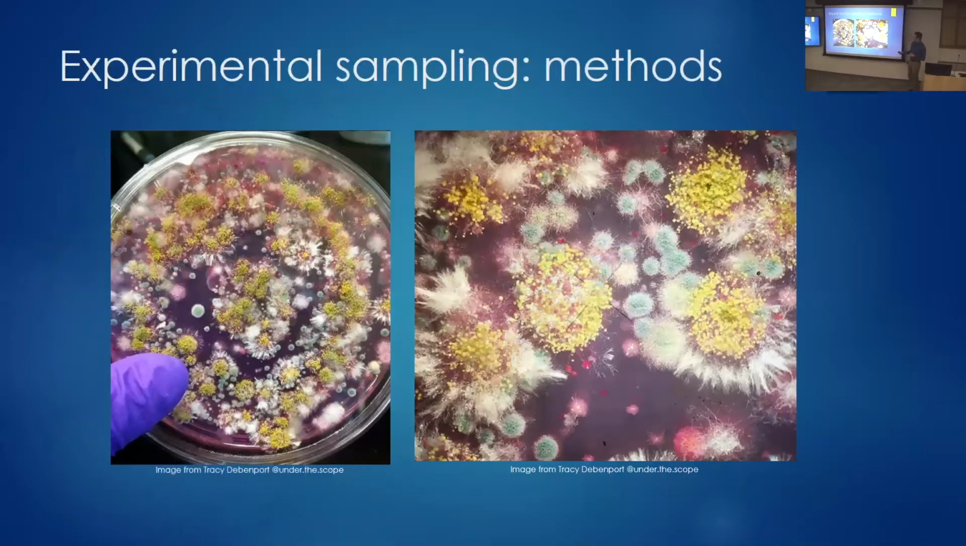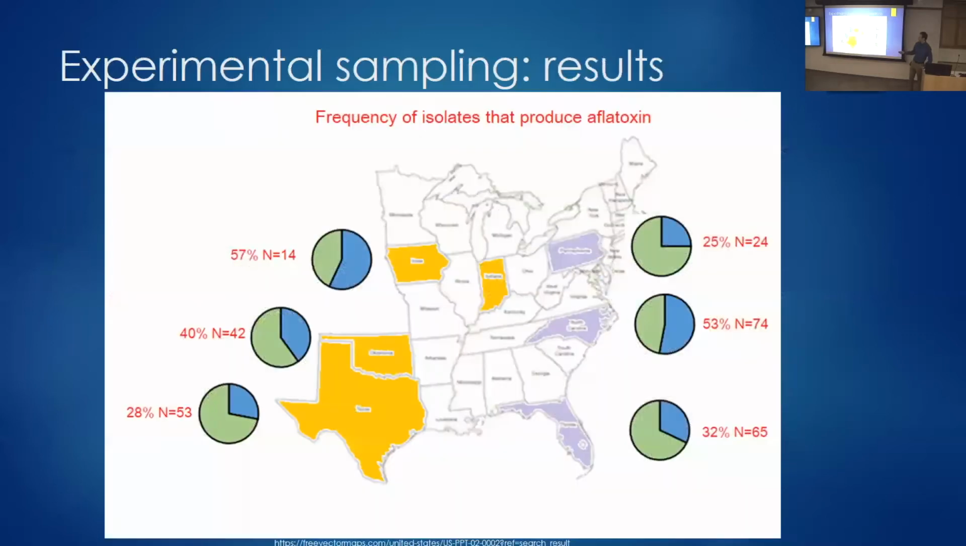So this is a rose Bengal plate, and you can see the yellowish green colonies here are Aspergillus flavus coming up. So we take the soil, we put it onto a plate, and then we can isolate it with a single conidium. Also, these plates are just really cool looking.